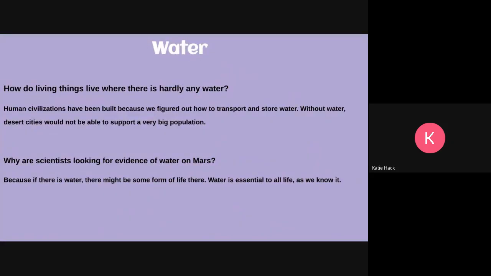Living things need water. So how do living things live where there's hardly any water? Well, that's because human civilizations have been built because we have learned how to transport and store water, because without that water, the population couldn't be very big. And why would scientists be looking for water on Mars? Are we going to try to take that water for ourselves?